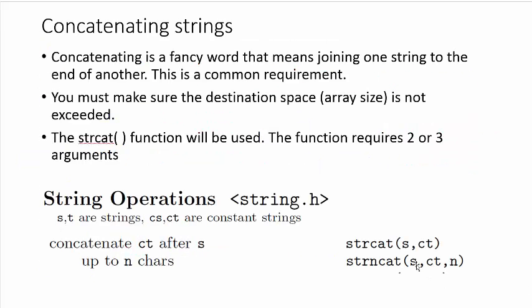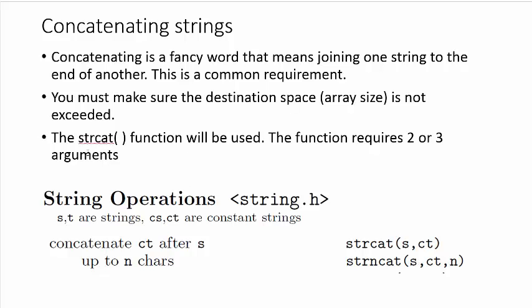Concatenating strings. That's our next function that we're going to look at. Concatenating is a fancy word that means that you're joining one string to the end of another. So it's joining strings basically, but you're joining it into all one string. It is a very common requirement of programs to concatenate things together. So you must make sure that your destination array, the space there, is not exceeded. If you try to concatenate string A and string B and your destination is not big enough, you're going to lose information.